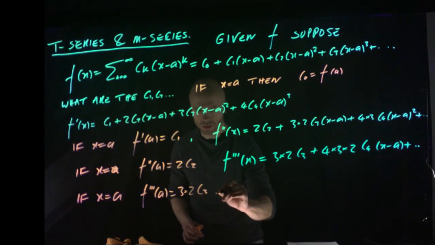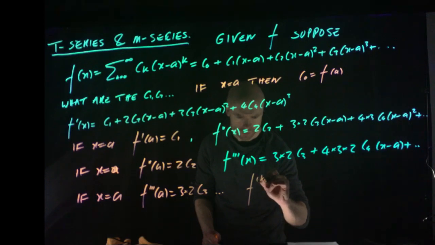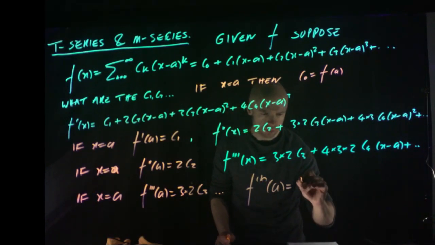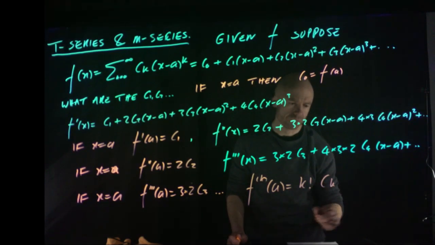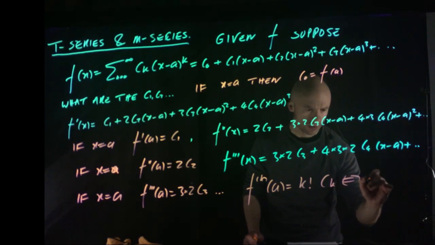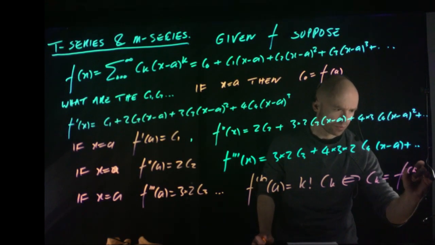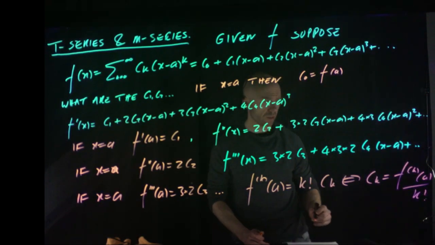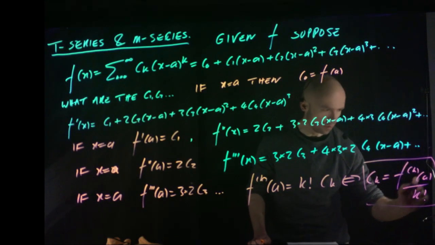So if we keep doing this, what are we going to find? We're going to find that the kth derivative at a will be equal to k factorial times ck, which is equivalent to saying that ck is equal to the kth derivative of f at a divided by k factorial, and we have an explicit expression for our coefficients. Cool.